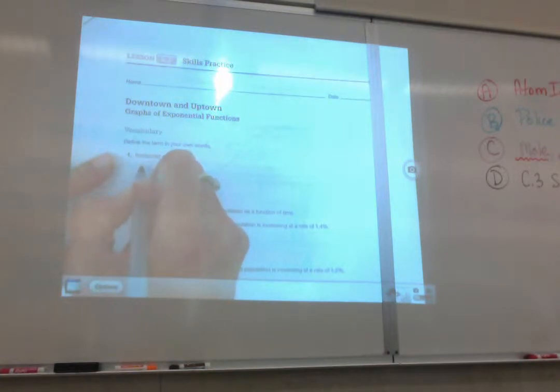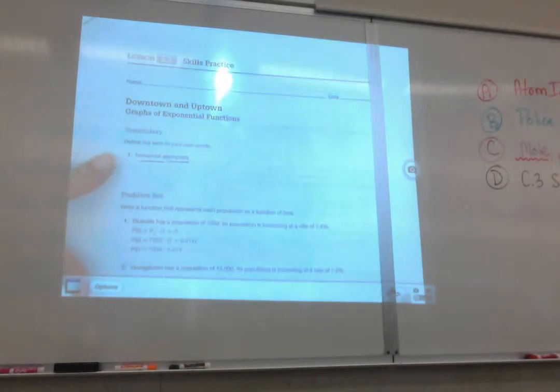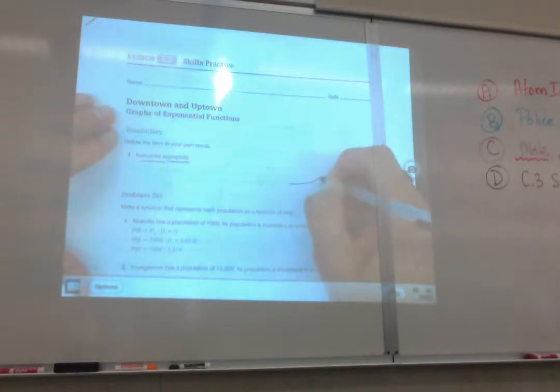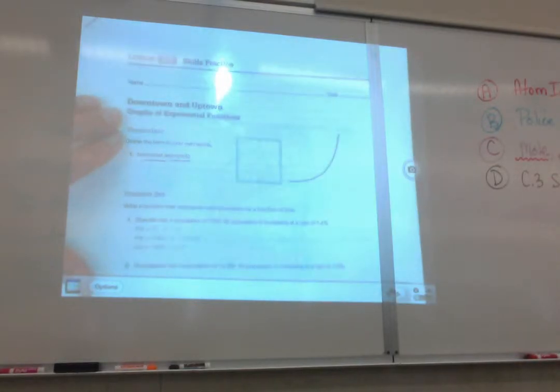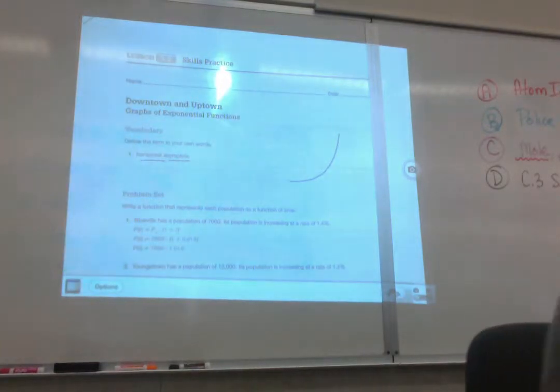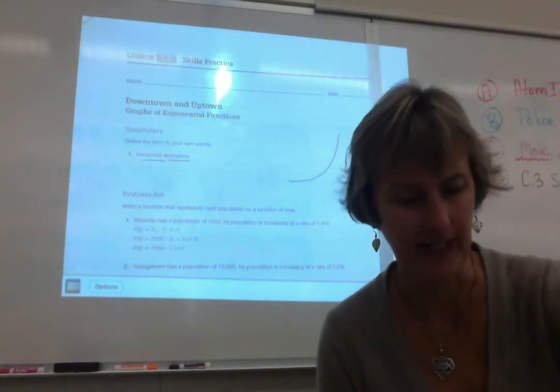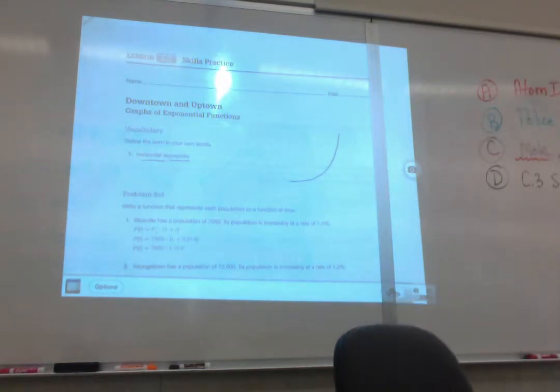Right at the end of our day, on Tuesday, we were talking about a horizontal asymptote. Okay, screen down, please, Sam. Who remembers what that horizontal asymptote is? It has something to do with the shape of an exponential graph. Isn't that the lower part of the exponential? It's the lower part.